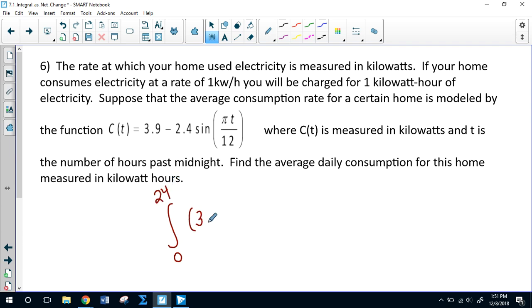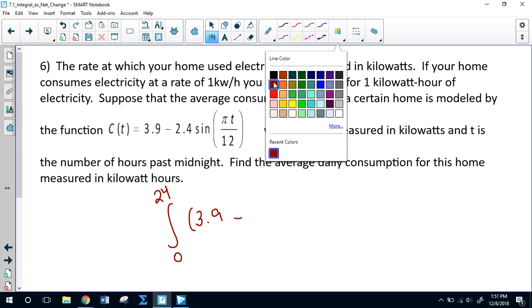So you're going to integrate this, and this could be done by hand. But I don't know that that's necessary. I think this would probably be a calculator question. Make sure I got all the right stuff here.